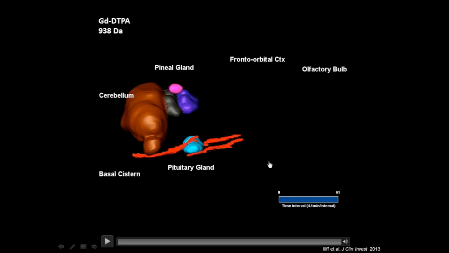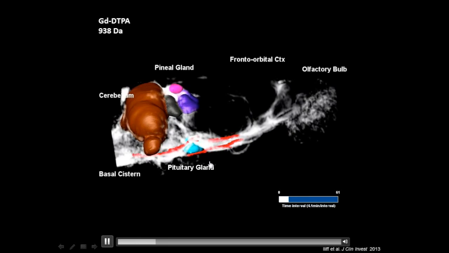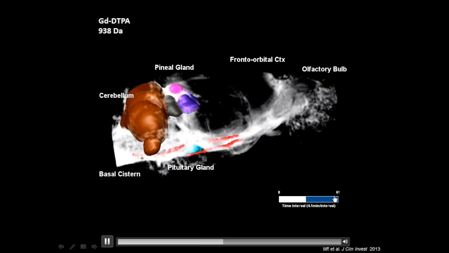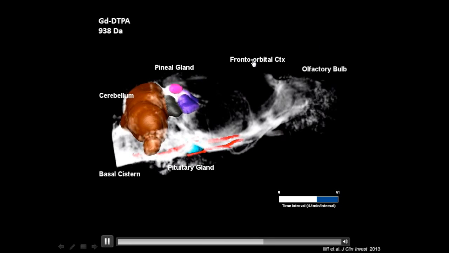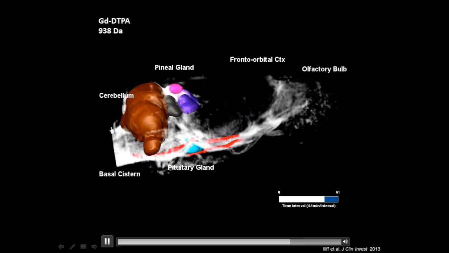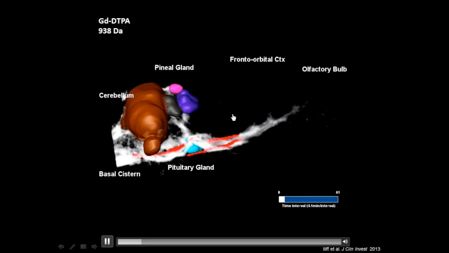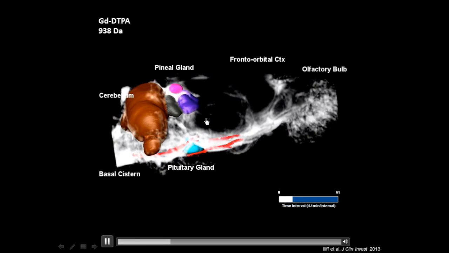The scans were completed in about 4 minutes or so. Basically every frame is 4.1 minutes, and this is 61 frames, so this is 240 minutes. This is a 4-hour imaging session. So this isn't real time, obviously. It's significantly compressed, but every frame is a 4-minute epoch.